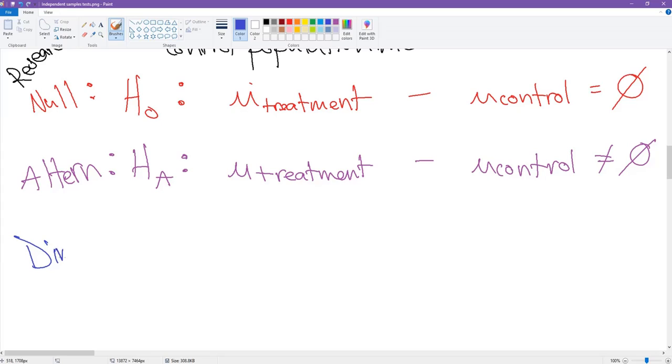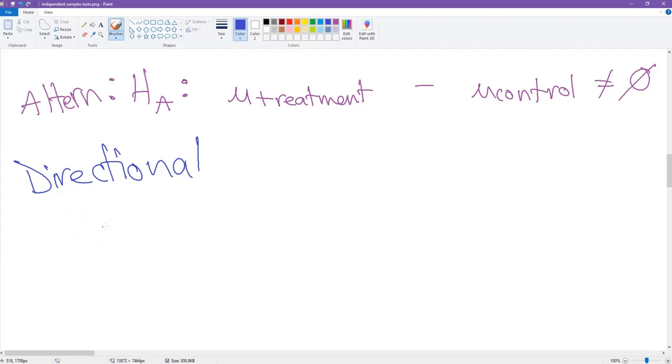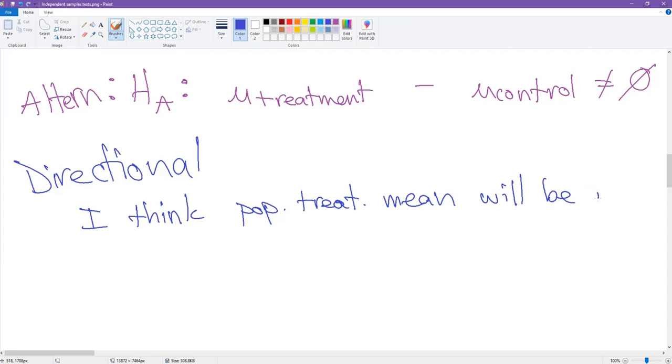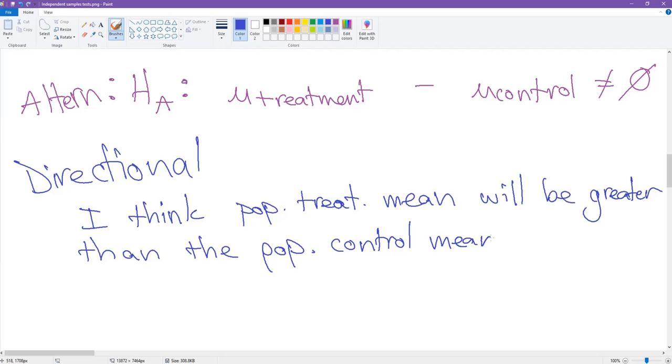So what about a directional example? With directional examples, you just have to be really careful about where you put the population treatment mean and where you put the population control mean, because it'll make your life very difficult when you're trying to set up your hypotheses. Why is that? Well, let me write out what I have a hypothesis for. So maybe I think that the population treatment mean will be greater than the population control mean. What's that look like?